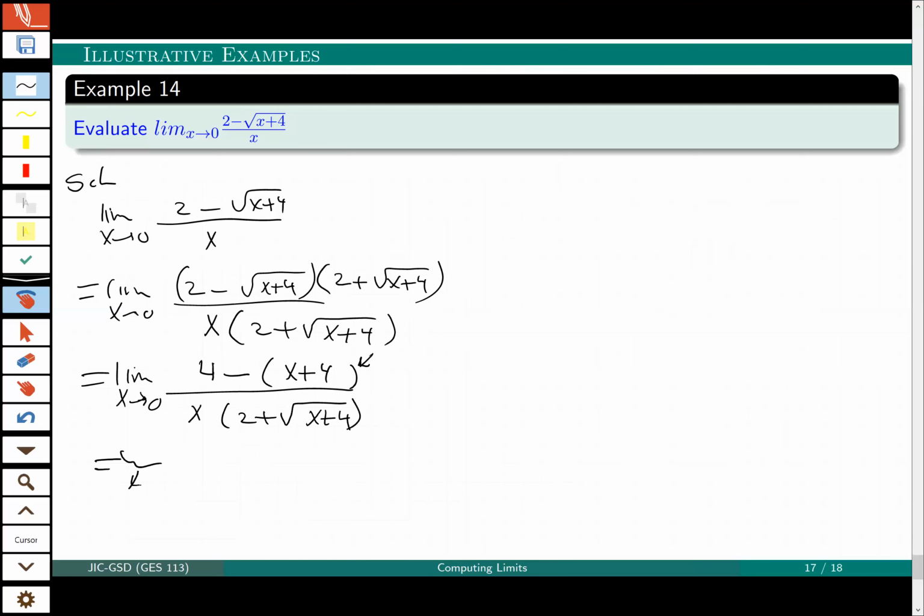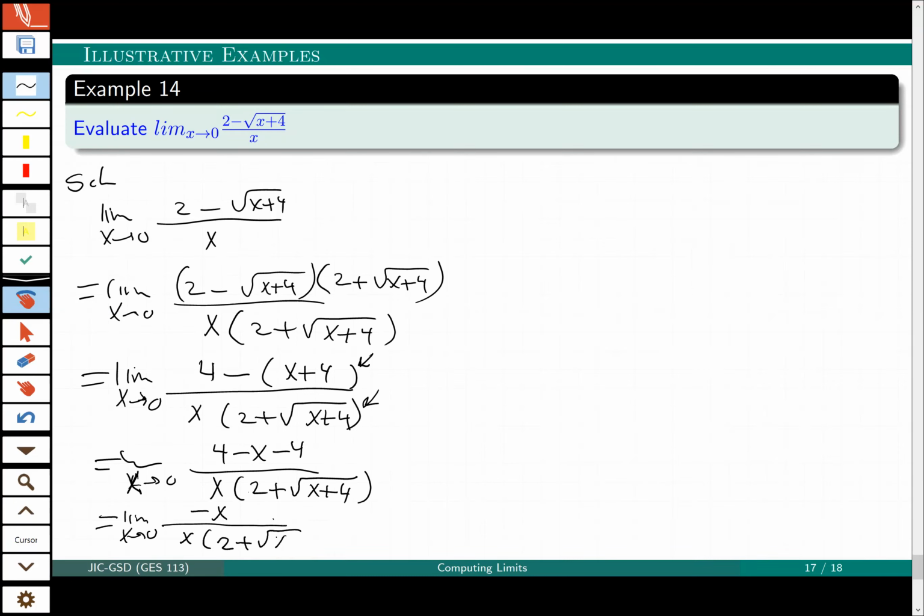So that will be the limit when x goes to 0 of 4 minus x minus 4, over x times 2 plus root x plus 4. Again, the brackets here are a must. So you will get this is equal to the limit when x goes to 0. Above I will have minus x, below I'll get x times 2 plus root x plus 4. Now x will cancel with x, and you will get the limit when x goes to 0 of minus 1 over 2 plus root x plus 4.